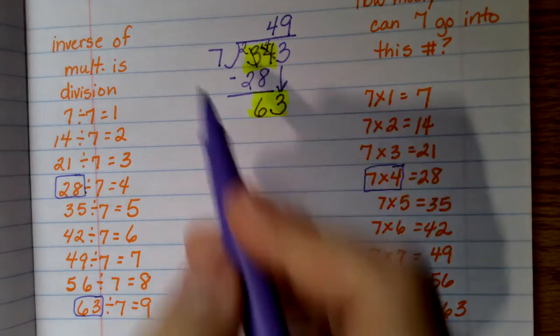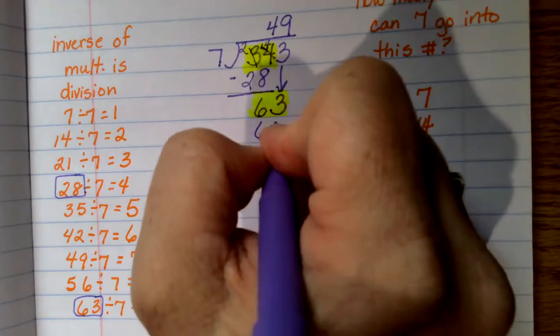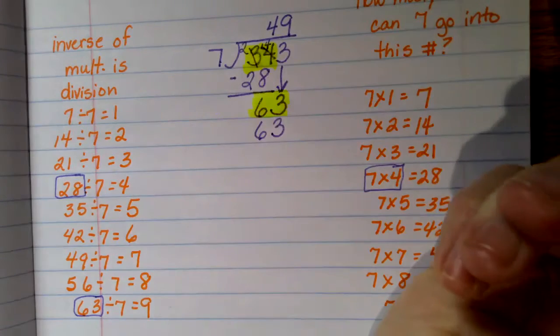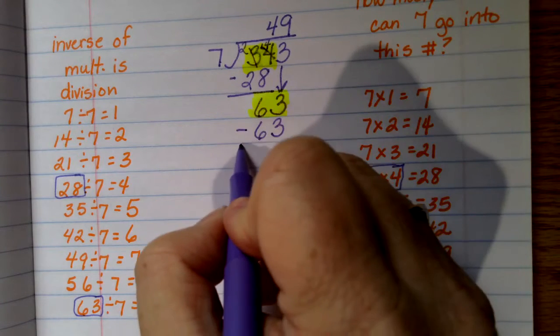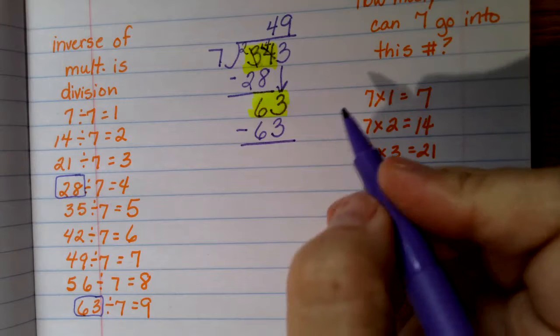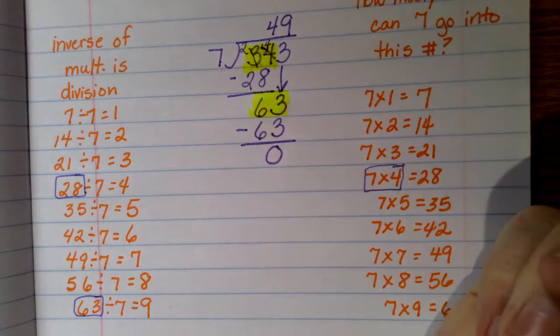Now I have to multiply. What is 7 times 9? 7 times 9 is 63. The next step is to subtract. I'm going to subtract 63 from 63. 63 minus 63 is 0.